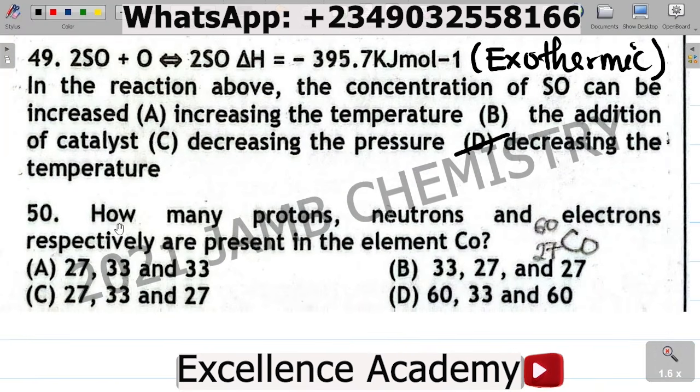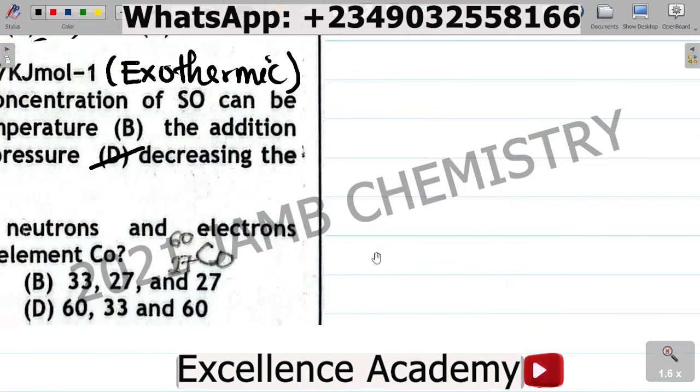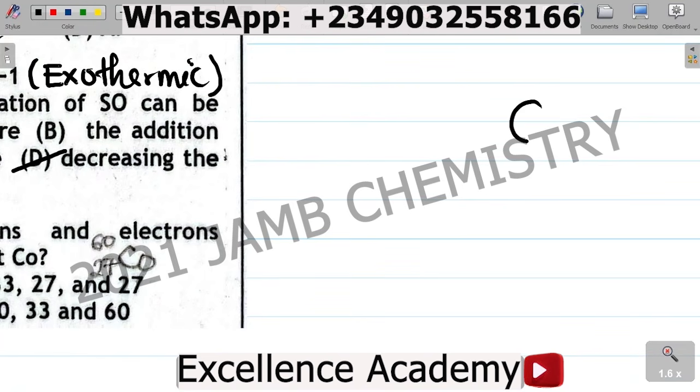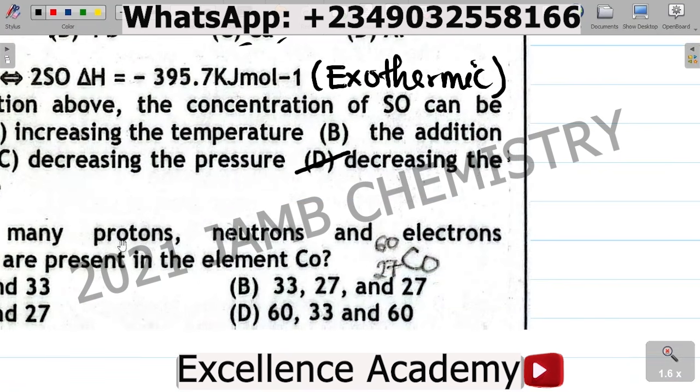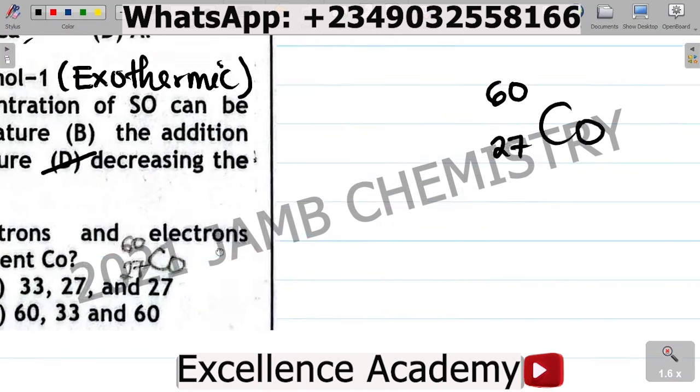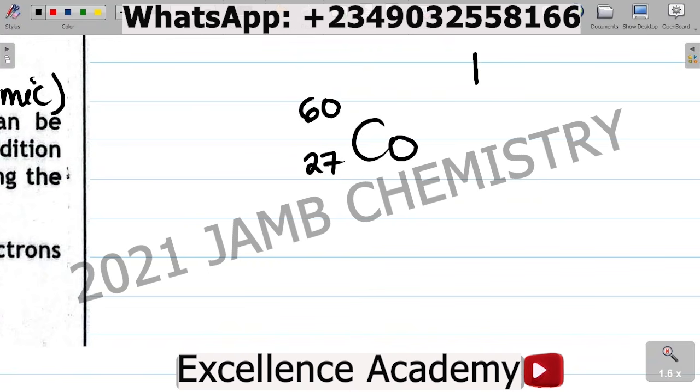Finally, question 50. How many protons, neutrons, and electrons respectively are present in the element? This Co is actually cobalt. You have option A, option B, option C, and option D. So cobalt there is atomic number 27. So cobalt, atomic number 27, mass number 60. You're asked respectively protons, neutrons, and electrons. The number of protons, P, neutrons, N, and electrons, E.